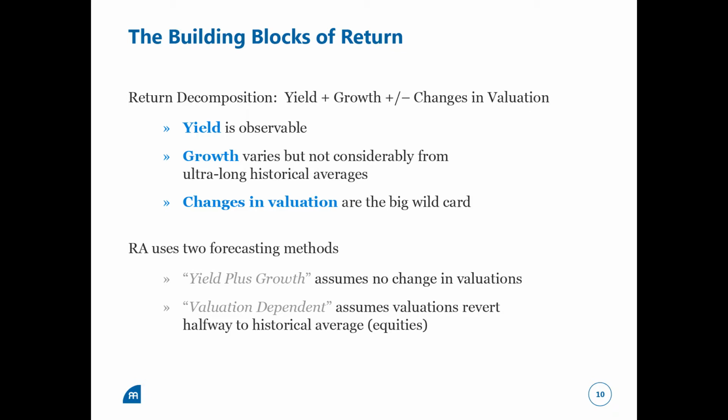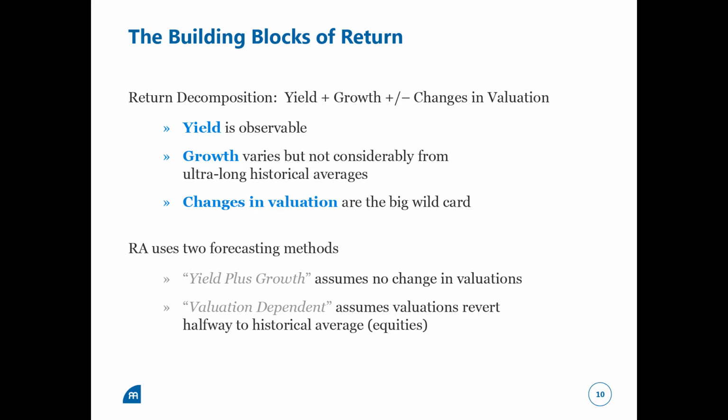Now, when we look at these, what are the things we know today? Well, we know yield. Yield's observable. You can get that on your Bloomberg terminal. Growth varies, but not over rolling 10-year periods. Not that substantially. Generally stays pretty close to its historical averages. The big wild card, the thing that moves the most and is the hardest to predict, are changes in valuation.